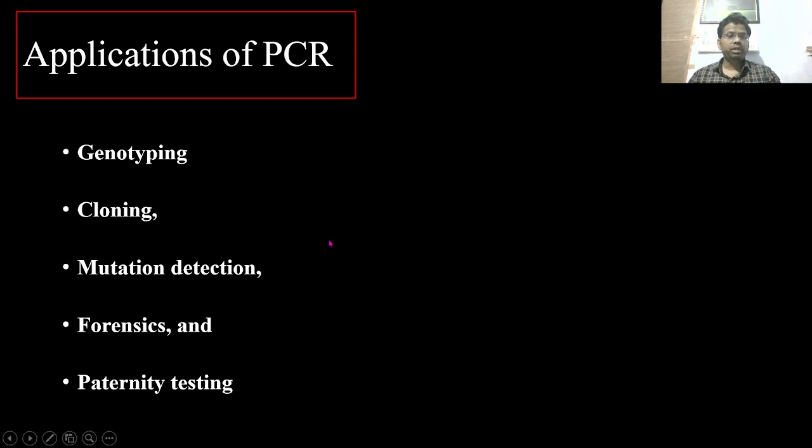And at last we will discuss the applications of PCR. It is used in genotyping, in cloning, and in mutation detection, whether it is a loss of function mutation, a null mutation, or a hypermutation, which we can see with the help of PCR using a specific primer. It is used in criminal procedure, in forensic laboratories, and in paternity testing, to determine which parents the child belongs to. It is used in these applications.